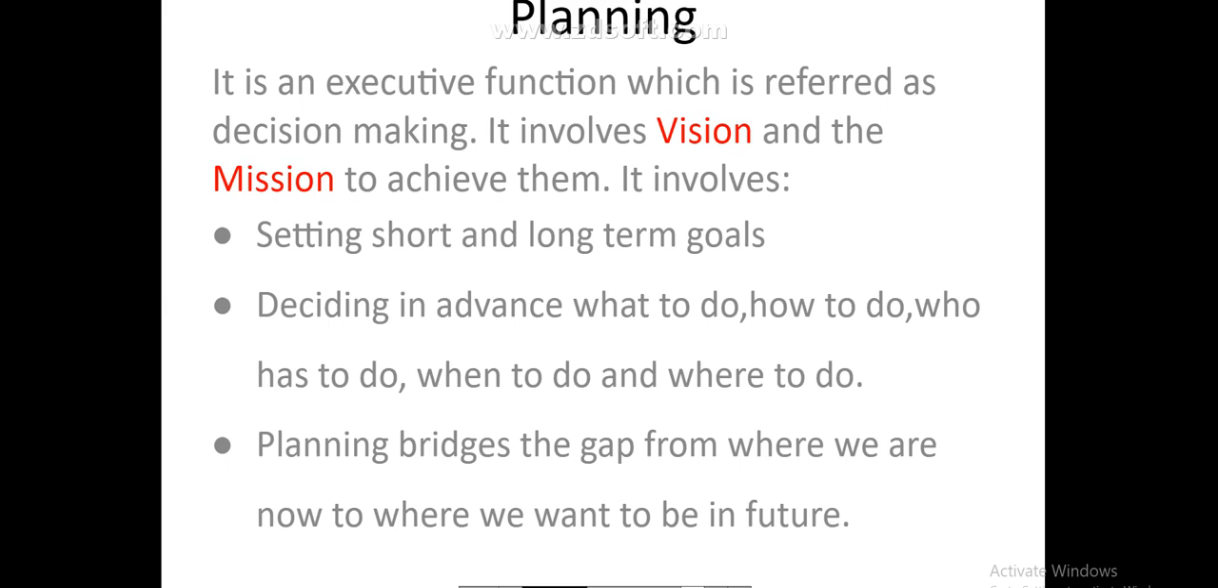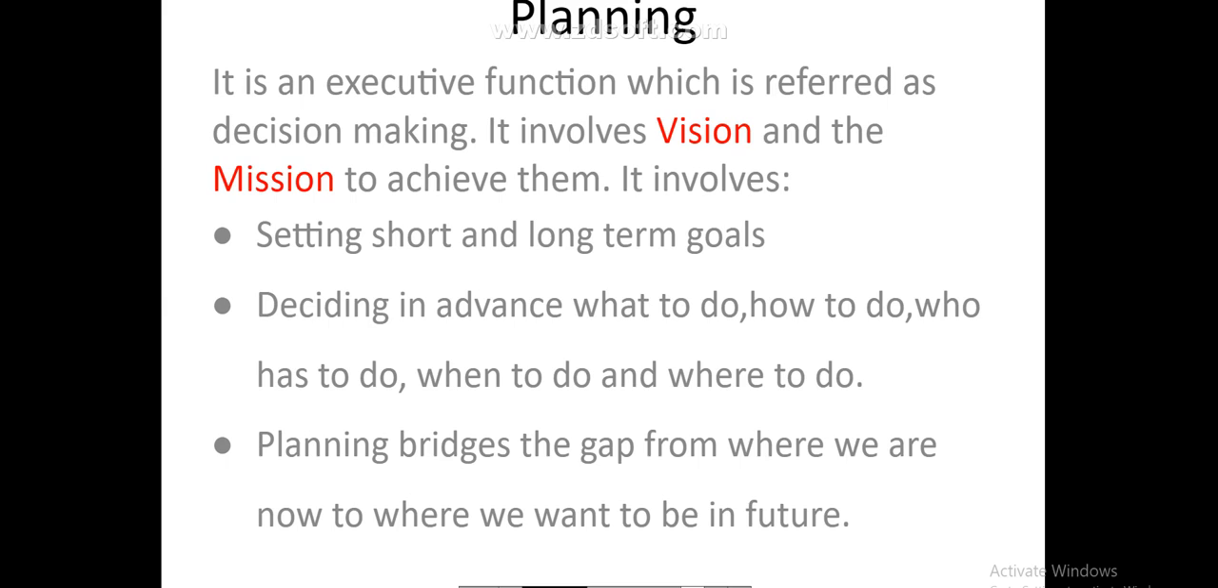So planning is done at all the stages of management, whether it is the top level, middle level or supervisory level of management. Everyone in the organization has to plan to get things done, but what will vary is at what position they are planning, whether at the top level or at the bottom level. So it's an executive function. It involves vision and mission to achieve them.